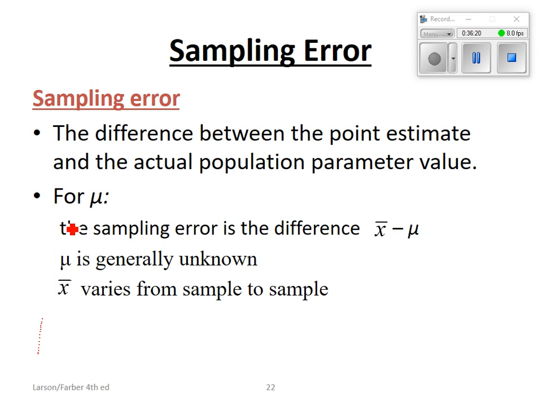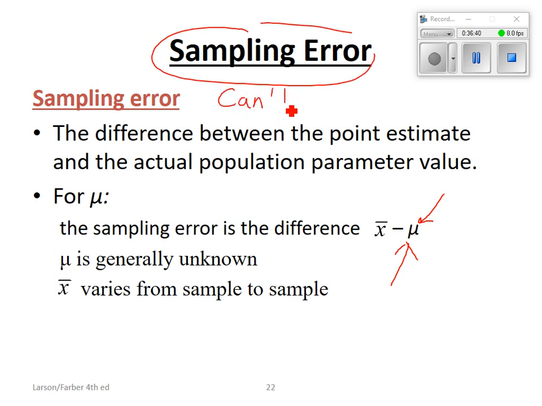And the reason that's all I would write down, what do we know about mu? Can't find it. So, are we ever going to be able to find the sampling error? Can't really find. You can't really find the sampling error for your sample because if we knew what mu was, we probably wouldn't be doing the samples.